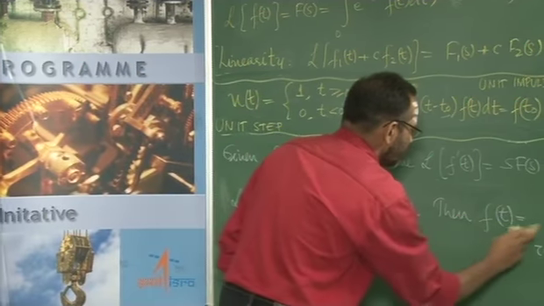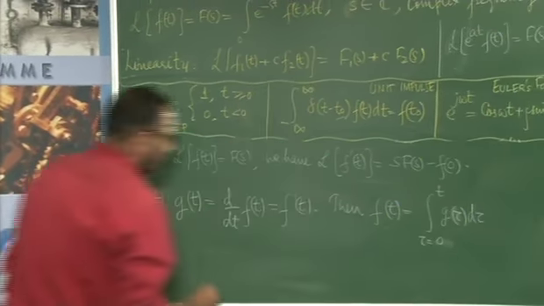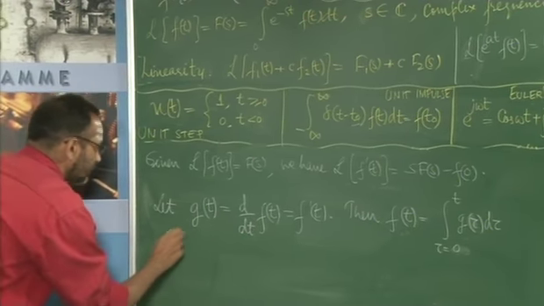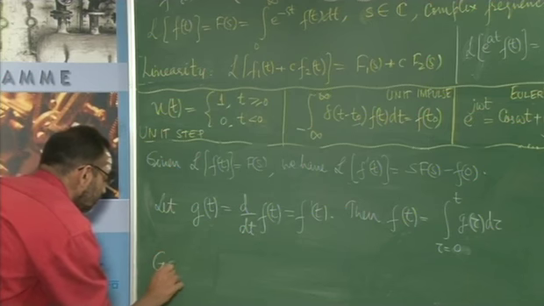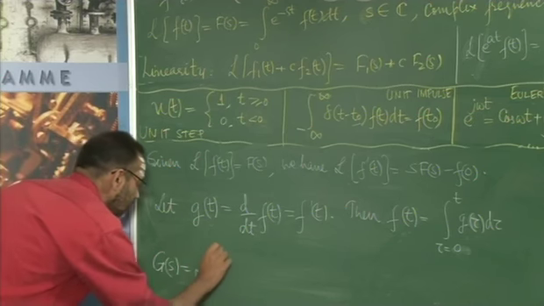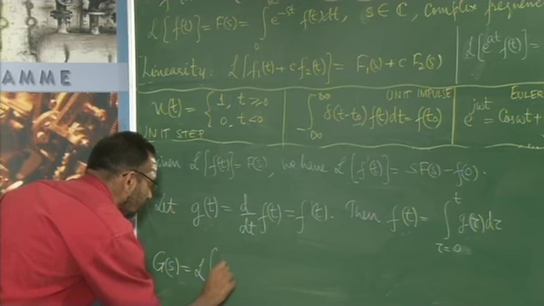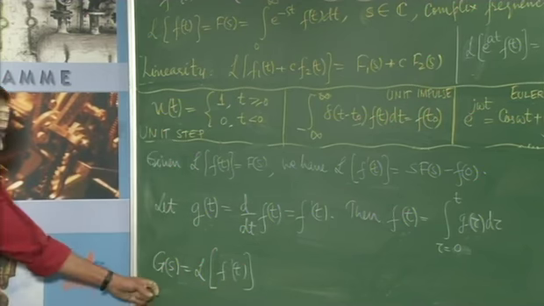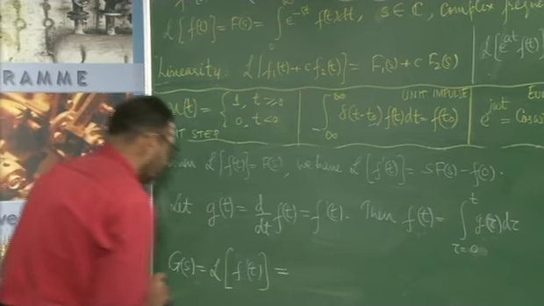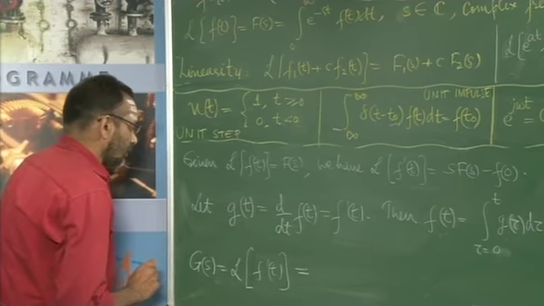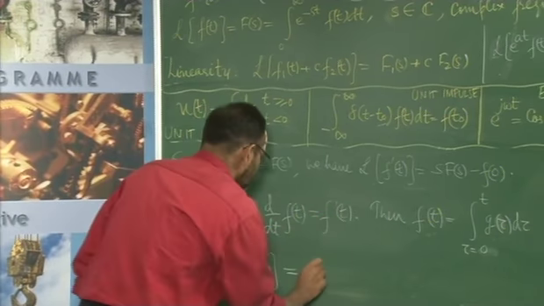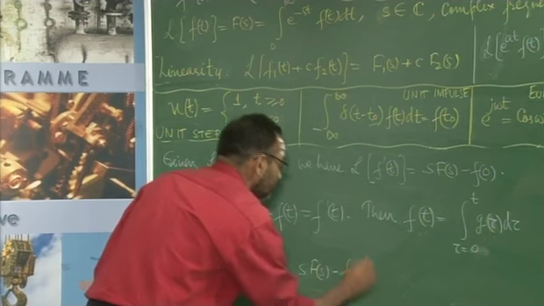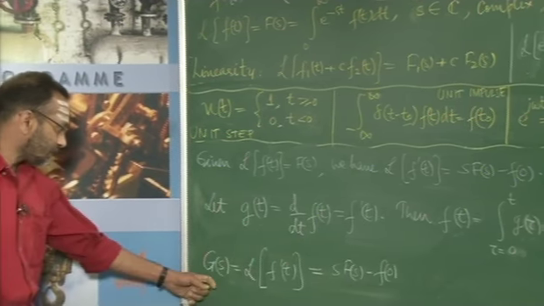Look, what we are doing here is f of t is the integral of this. Now, g of t is this. So, let me take what is g of s. G of s is the Laplace transform of f dash of t. Agreed? That is the Laplace transform. What is this now? That is s F of s minus f 0. All right. This is g of s.